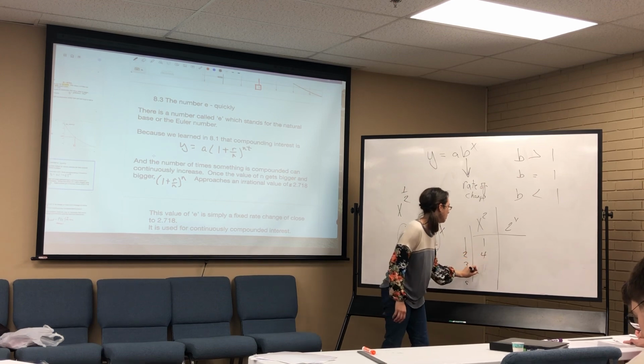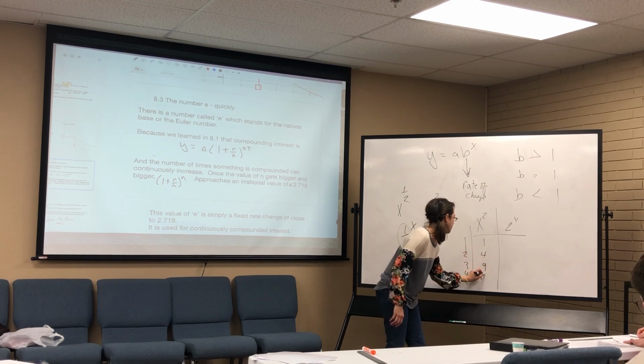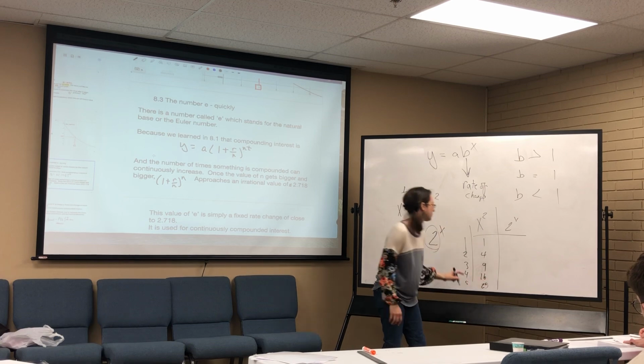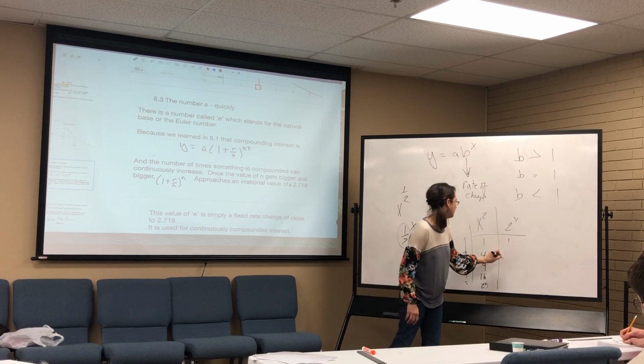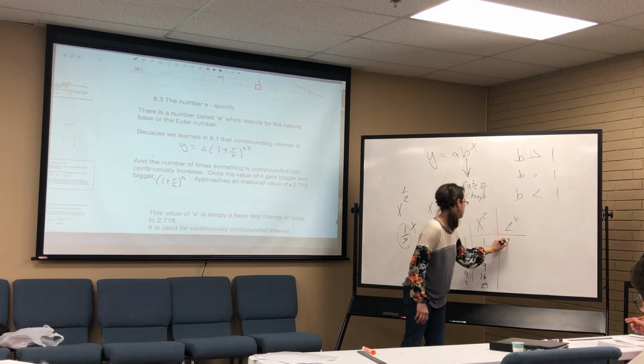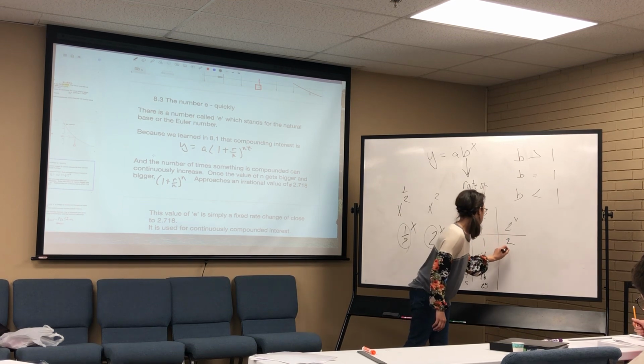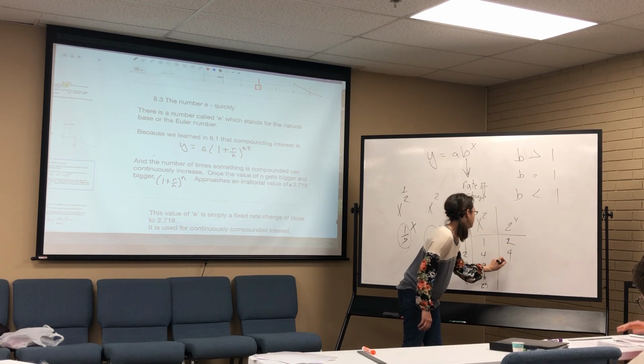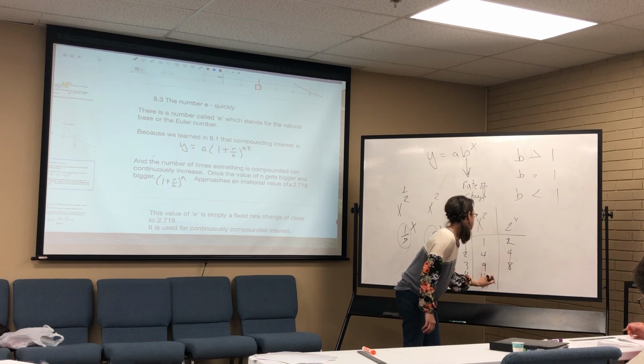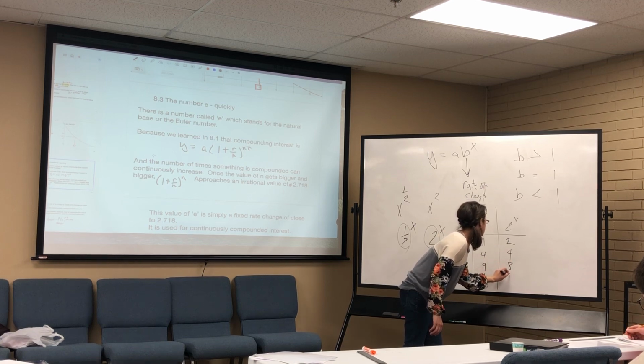Okay. 2 squared is 4. 3 squared is 9. 16, 25. I have 2, 4. Oh, it's looking the same. 8, 4.